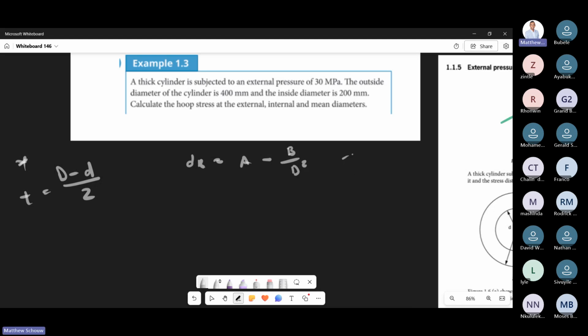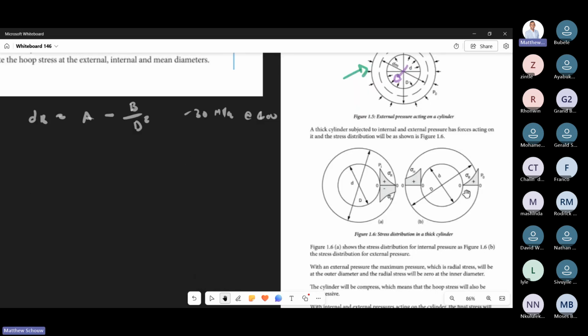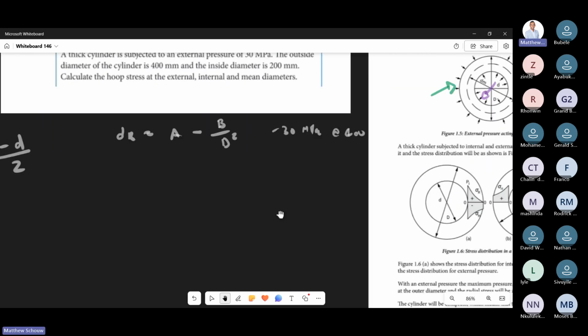At 30 megapascals radial, this will happen at 400, which is the outer. Again, that distribution. You see the maximum. At 200, it's going to be 0. I hope you're happy with this. And then based on that, we can quickly find our A and B constants. That's the aim of the game.